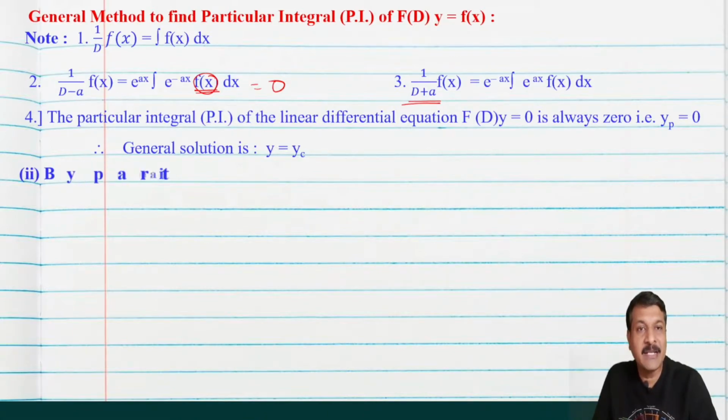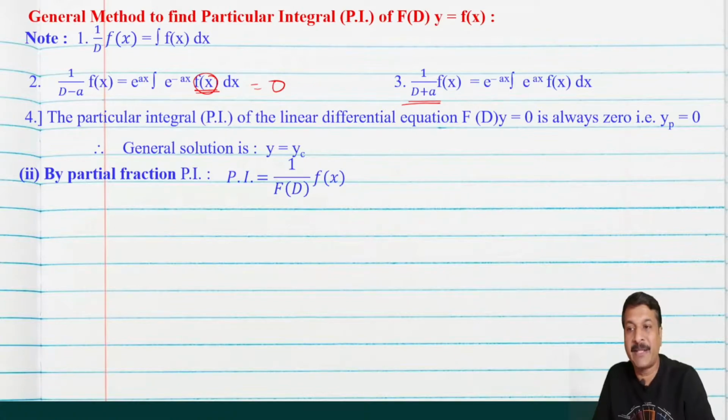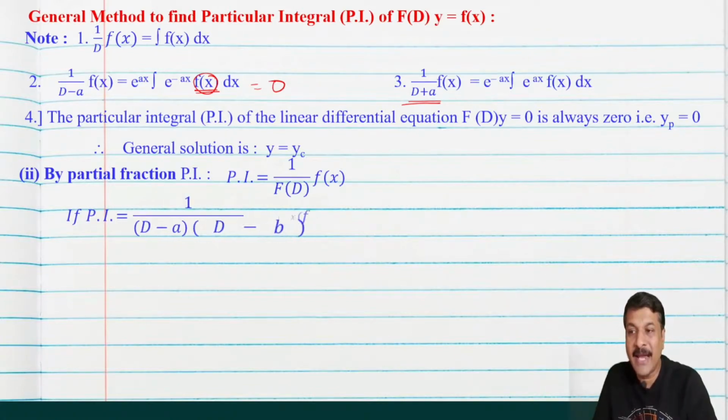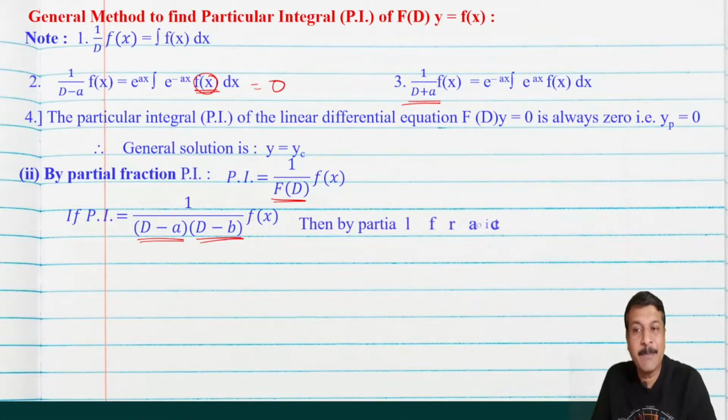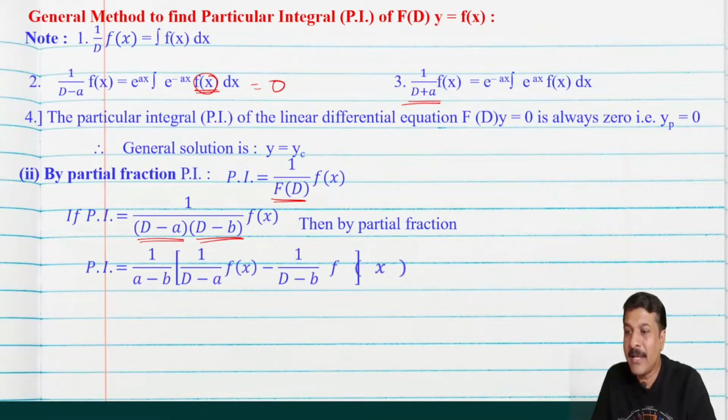Now partial fractions. If PI equal to 1 upon f of D operating on f of x, and if we can factorize this f of D in the form of D minus a, D minus b, supposing there are some factors, then we can separate this by partial fractions. So how? 1 upon a minus b into 1 upon D minus a f of x minus 1 upon D minus b f of x.